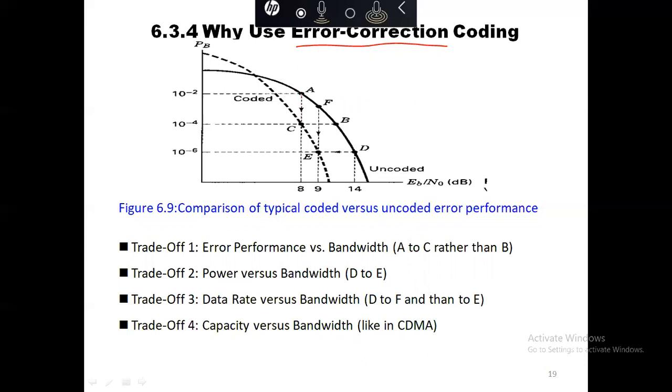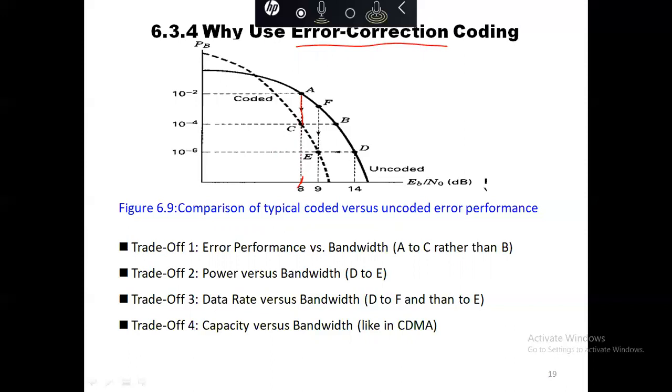So you can see that if we move from A to C, the error performance from 10 raised to power minus 2 is improved to 10 raised to power minus 4 at a particular 8 dB. So you can say that this error performance is achieved at the cost of bandwidth.